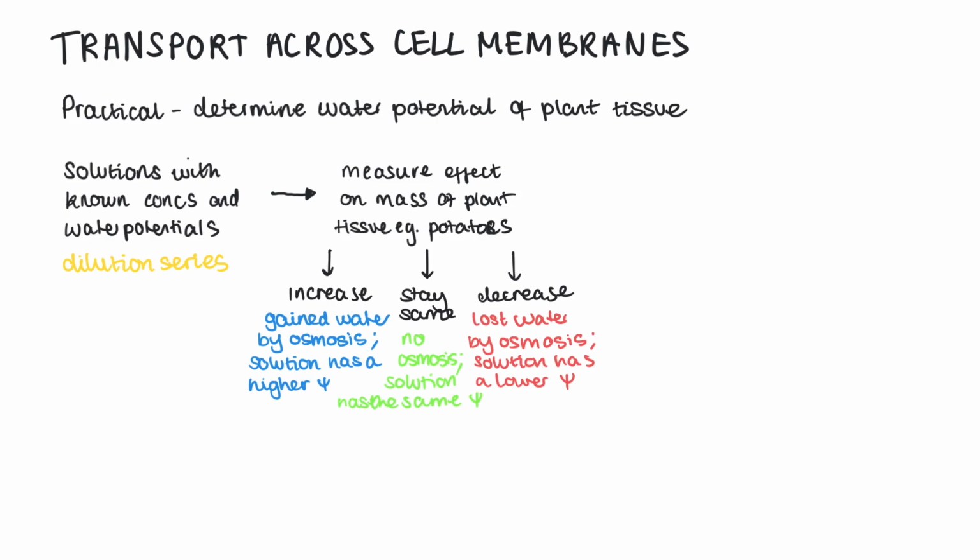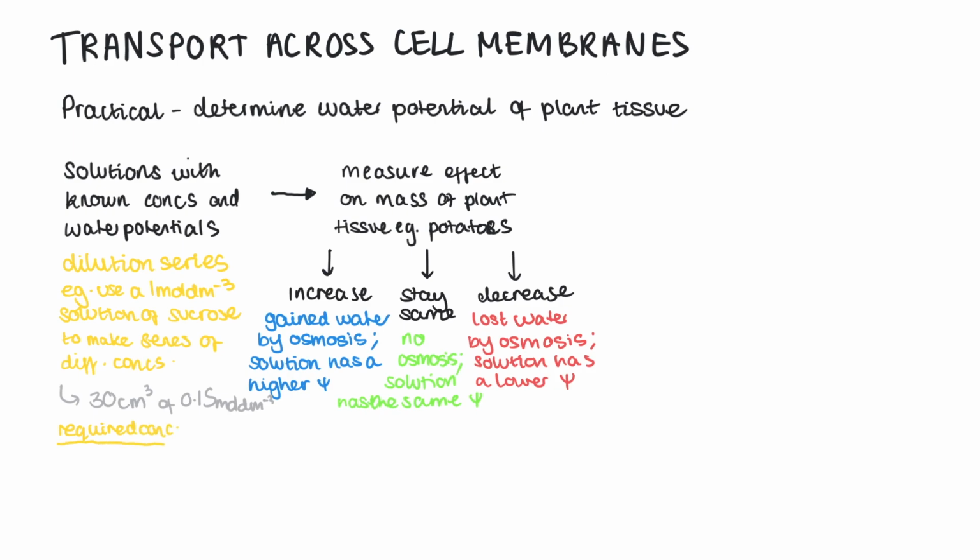So I'm just going to give you an example here. We've been given a 1 mole per decimeters cubed solution of sucrose, and we want to use this to make a series of different concentrations. We've been told that we want to get 30 centimeters cubed of a 0.015 moles per decimeters cubed solution. So we're trying to dilute this. The formula that we can use is we divide our required concentration by the concentration of the stock, and then we multiply that by the volume required. So in this case, we want 0.15 moles per decimeters cubed. Our stock is 1, and then we multiply that by 30.